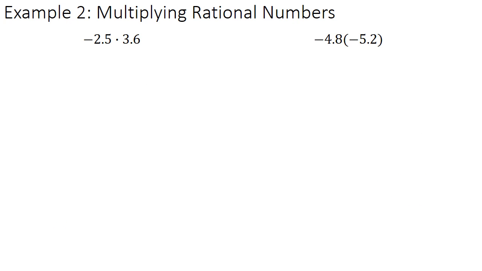So for example 2, we are going to multiply rational numbers, and we can just go ahead and multiply these numbers together.